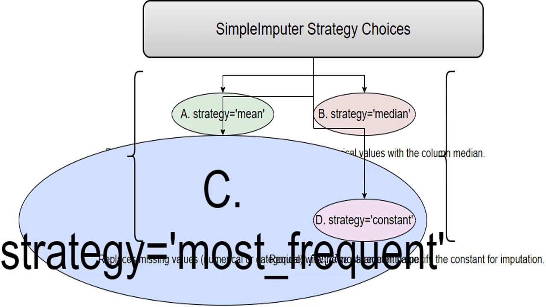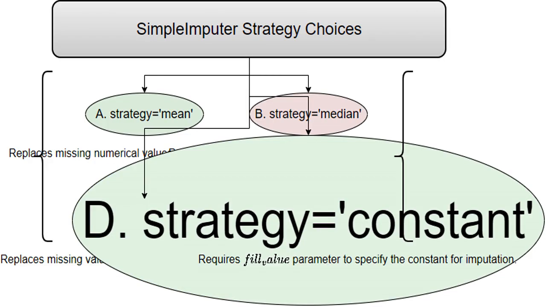I see that you're looking at the most_frequent strategy. This strategy replaces missing values, whether they are numbers or categories, with the value that appears most often in that column. Think of it like this. If you have a column of colors and blue shows up the most, any missing color values will be filled with blue.